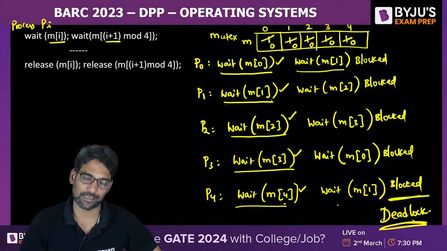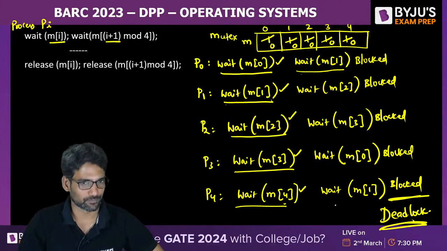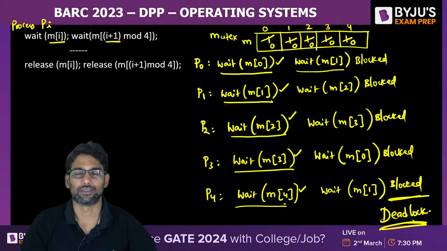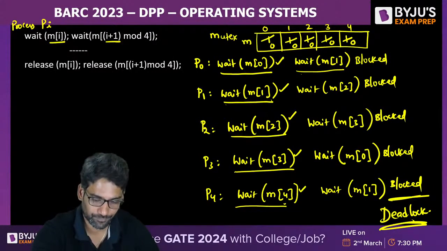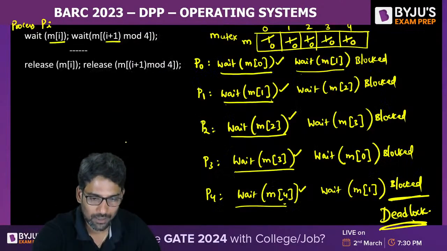Yes, dining philosophers initial code, not the solution, just one of the solutions for philosophers, right? Hence the right answer is option C. Option C. Yep.